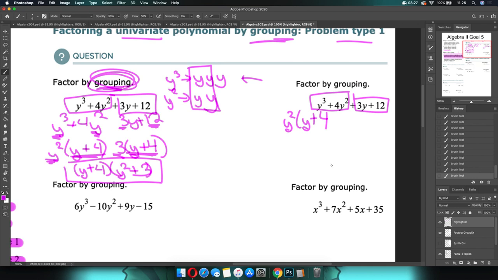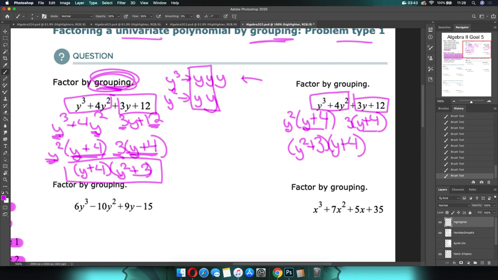These screen grabs, man, the software isn't nice to me, but let me walk you through it. Then 3 and 12, those are both divisible by 3, y plus 4. Matches, we're good. So we have y squared plus 3 parentheses y plus 4, and we're done.